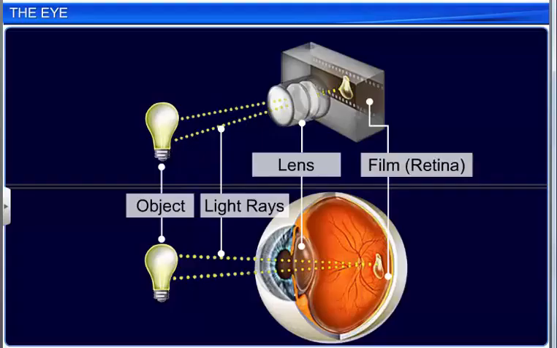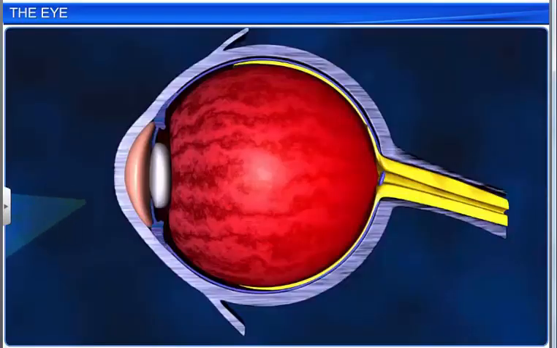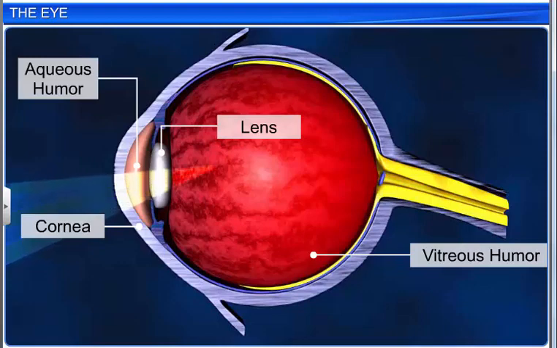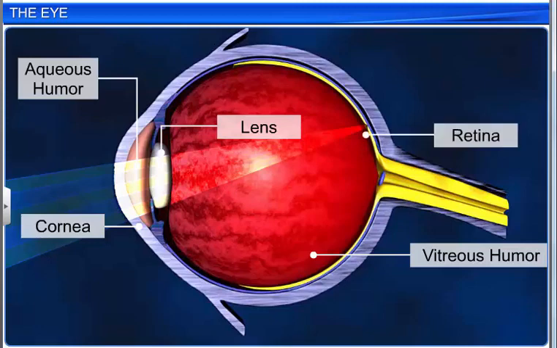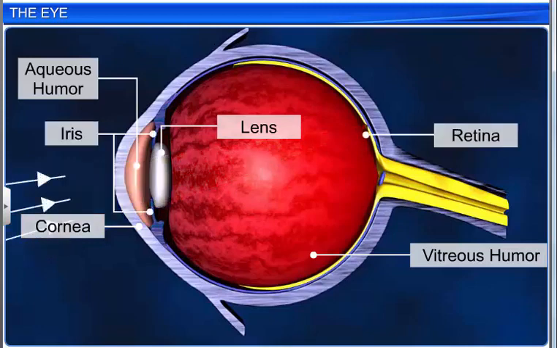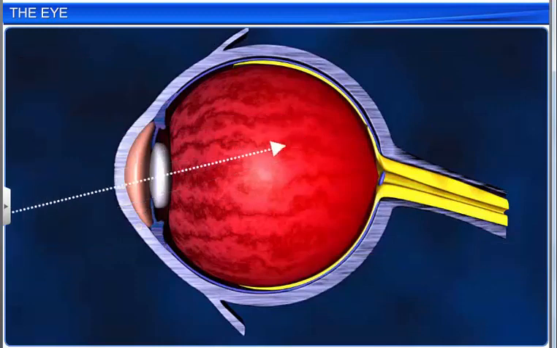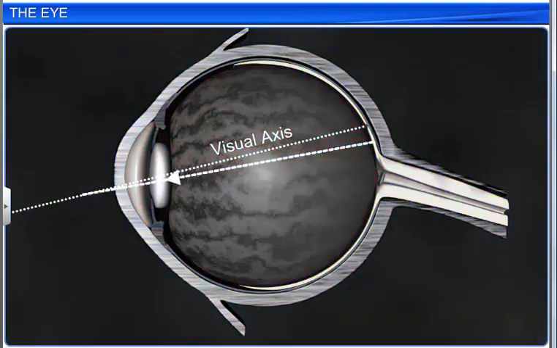The human eye works like a camera. The cornea, aqueous humor, lens, and vitreous humor all act as small lenses and refract light rays to focus on the retina. The iris acts as a diaphragm and regulates the amount of light entering the eye. Maximum refraction is done by the cornea and the lens brings final adjustment.